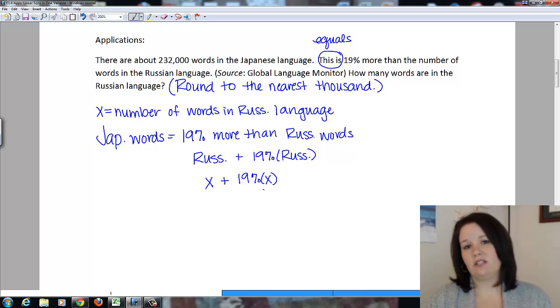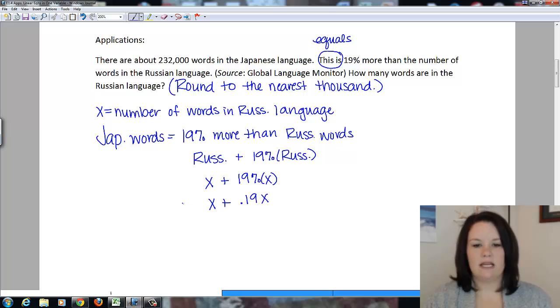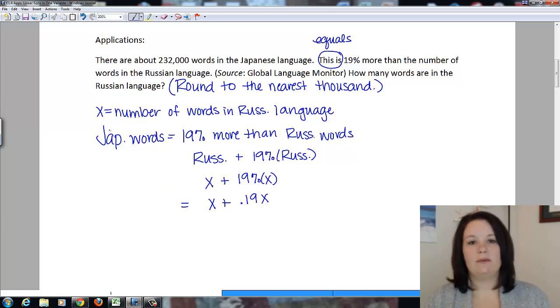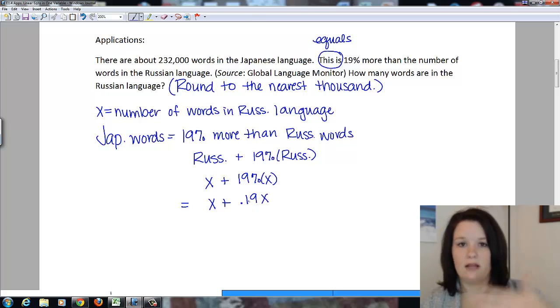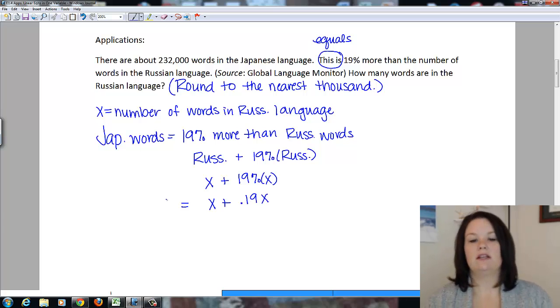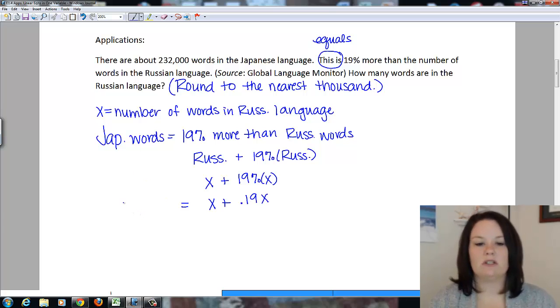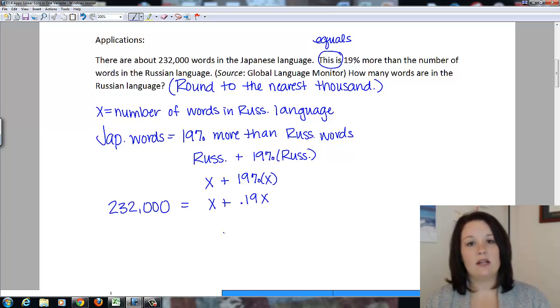So 19% as a decimal, I move it 2 places to the left. This would be the same as 0.19x. Okay. So what we're saying is the number of Japanese words is the same as the number of Russian words plus 19% more, right, above and beyond those Russian words. So I'm going to go ahead and put in the number of Japanese words since that was given to us. That was 232,000. And now here's my equation.